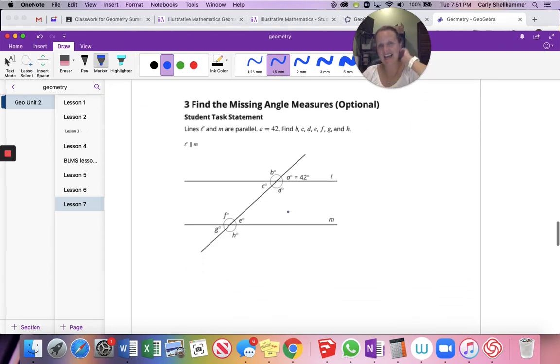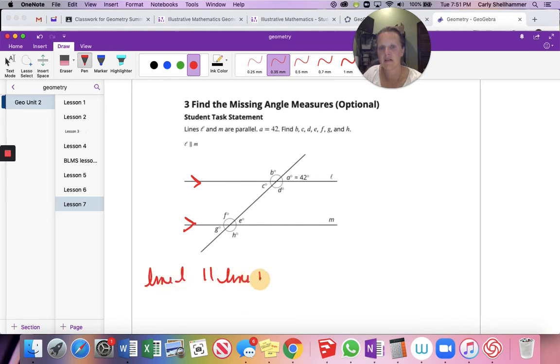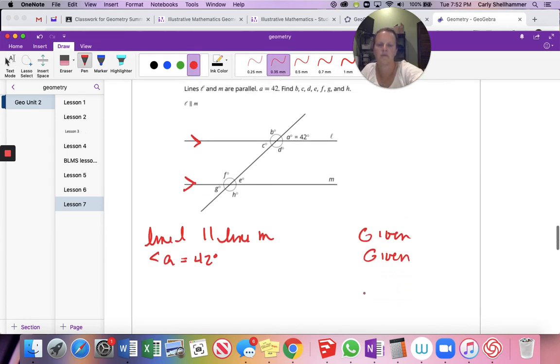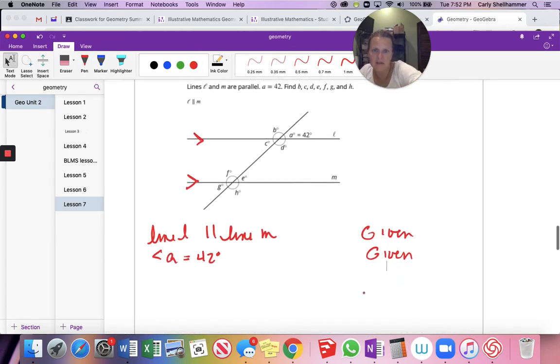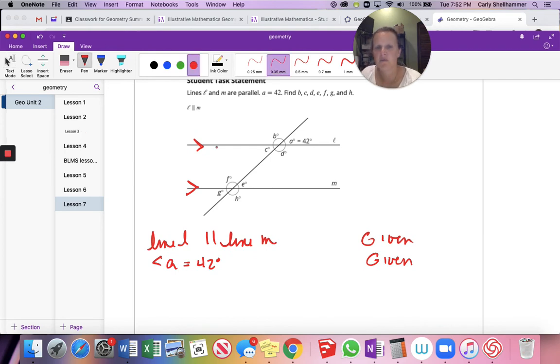All right, find the missing angle measures, optional. Okay, this won't take long. We're going to find the missing angle measures. We know that line L and M are parallel. I'm going to mark them like that. So I can say that line L is parallel to line M, and that's given. We have angle A equals 42 degrees, and that's also given. Now we want to find angles B, C, D, E, F, and G. We're going to find them all.